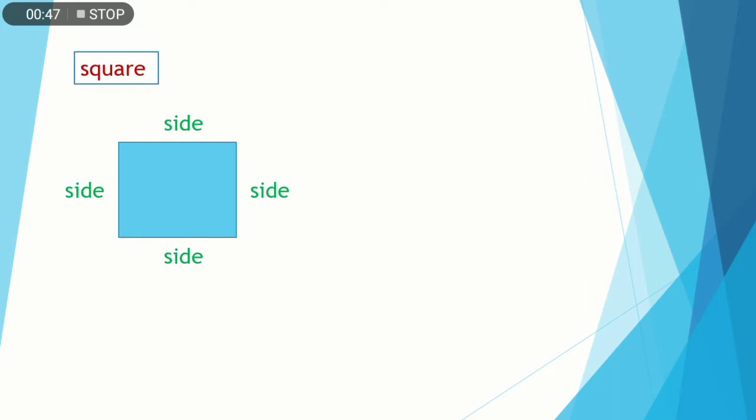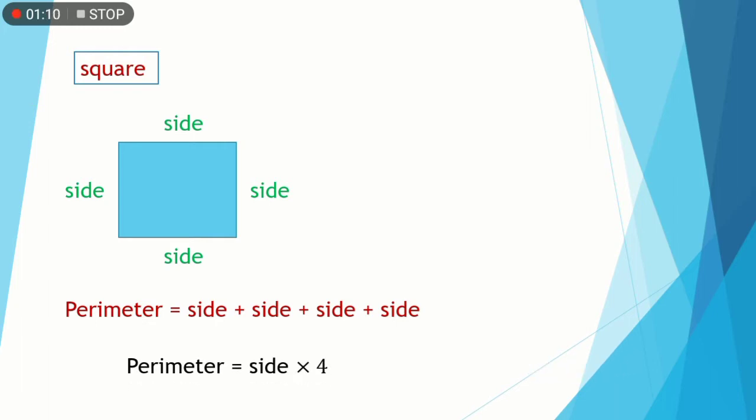How can I get the perimeter of any shape? Add up each side. To get the perimeter of this square, perimeter equals side plus side plus side plus side. Look at me now. The side is repeated 4 times. How many times is the side repeated? 4. It means the perimeter of a square is side times 4. My rule: perimeter of a square equals side times 4.